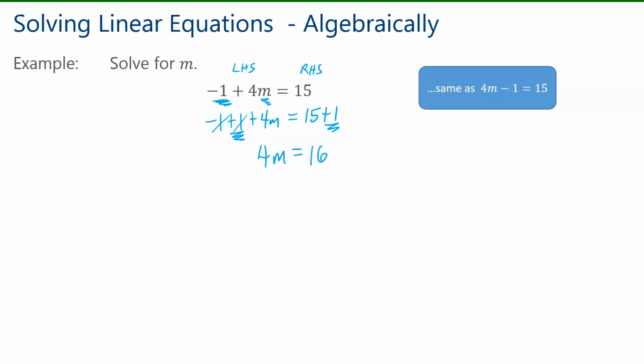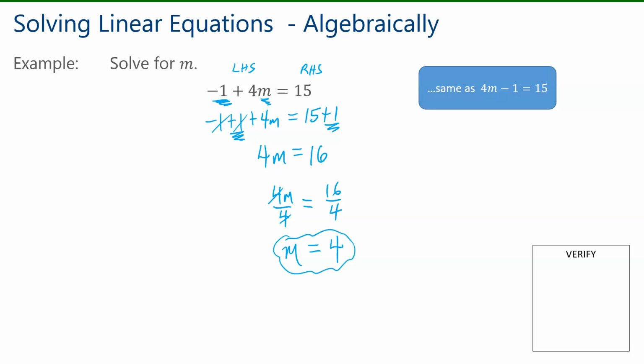We have 4 times m. The opposite to multiplying by 4 is dividing by 4. And then I have to go 16 divided by 4. 4 divided by 4 just gives us the 1, so we have 1m equals 16 divided by 4 is 4. Let's check our answer.